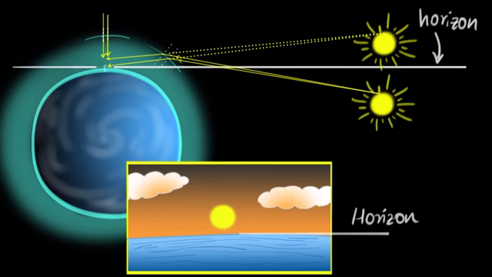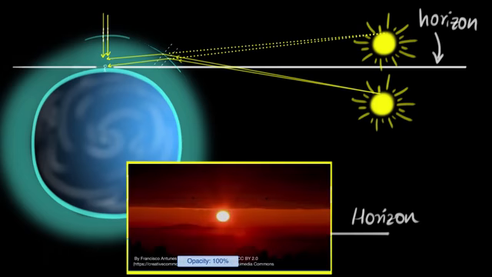Alright, so the last thing is, why does the sun appear squashed during the sunrise or the sunset when it's close to the horizon? The concept is exactly the same. So can you pause and try and think about this for a while?